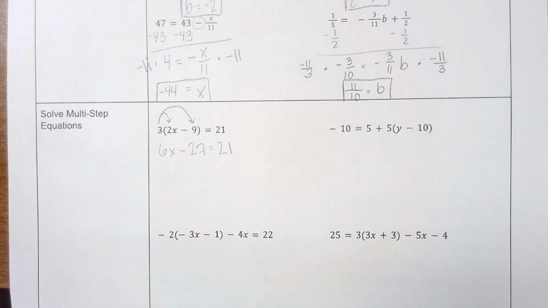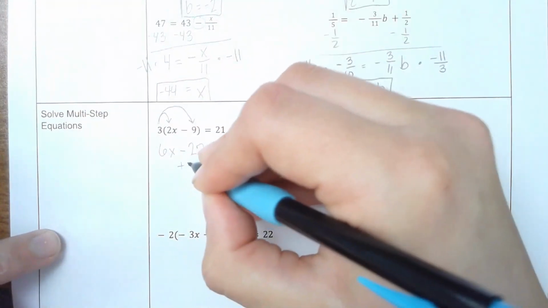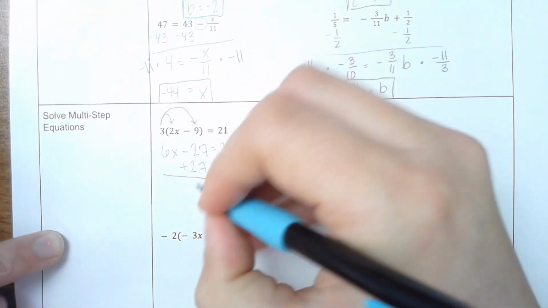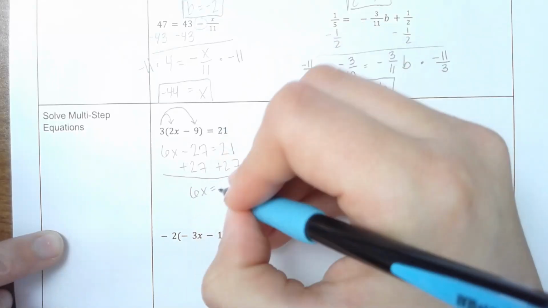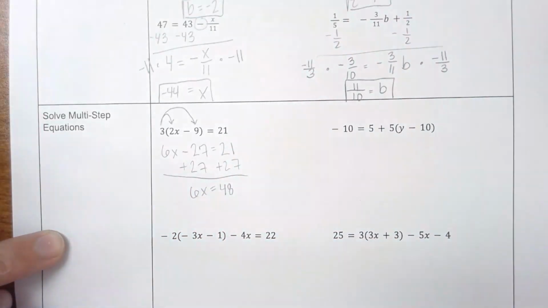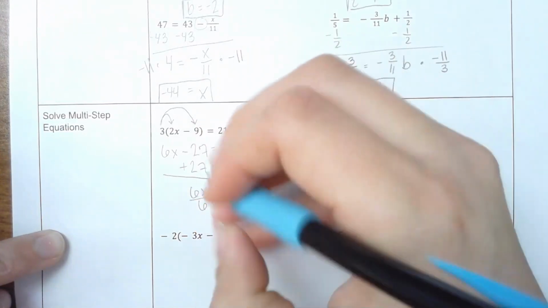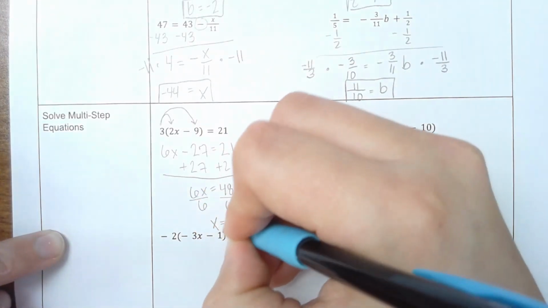Now that it's in two-step equation form, I can just solve it like we did up here. My first step is going to be adding that 27 to both sides, so I get 6x equals 48. And my last step is to divide by that 6 on both sides. So 48 divided by 6 gives me 8.